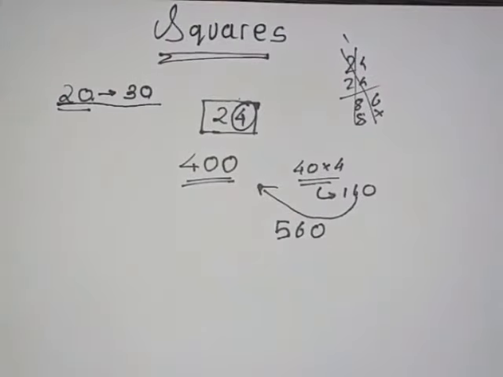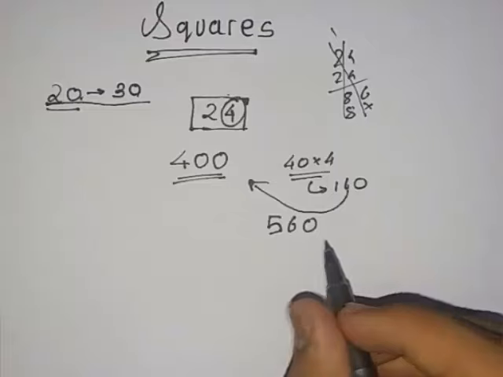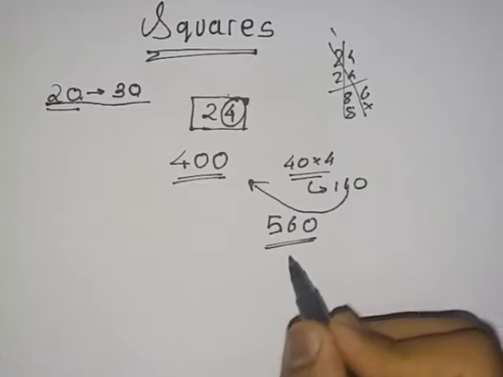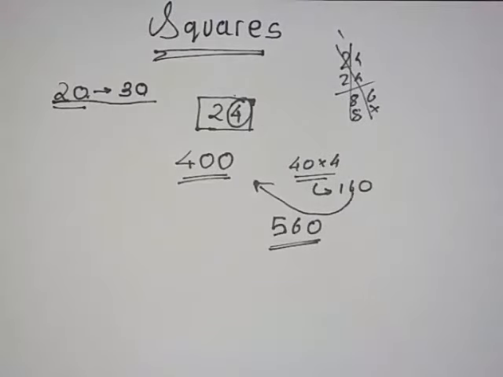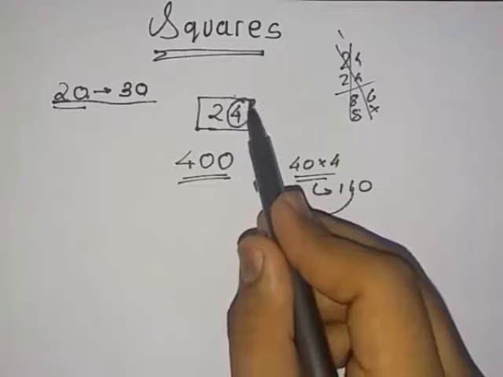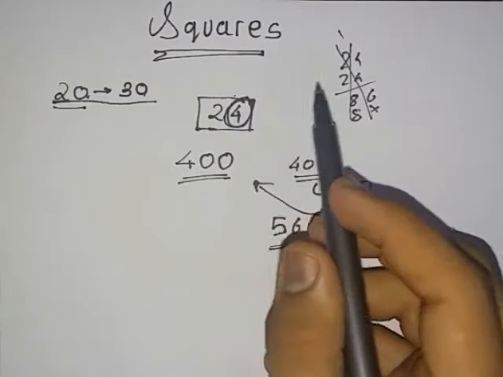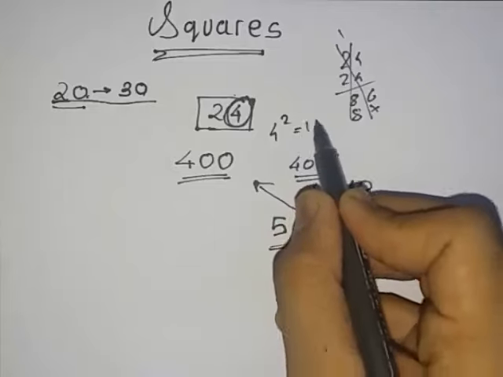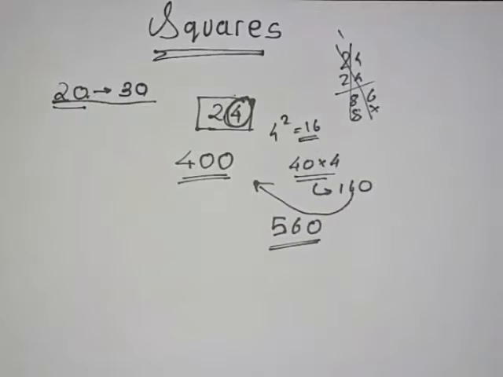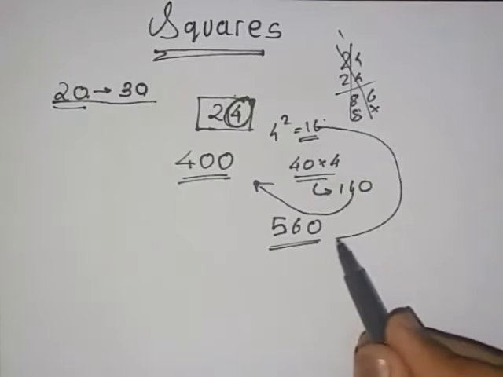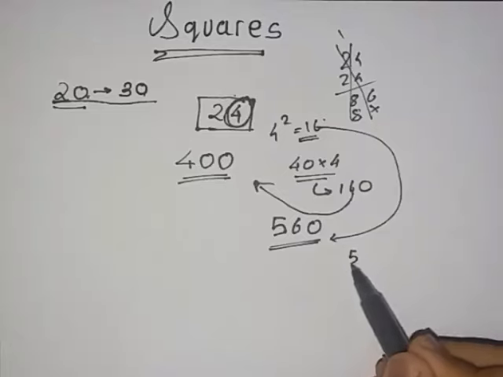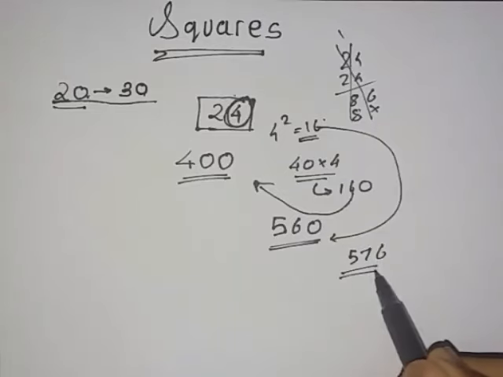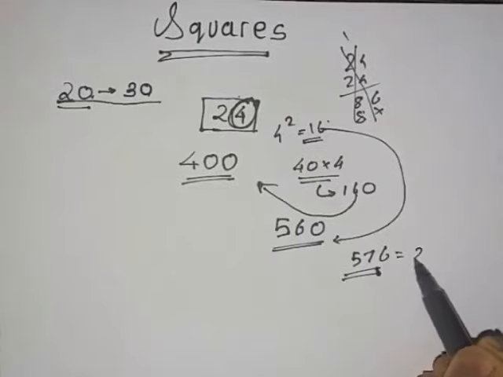So after adding 400 to 160, we get this number 560. And now what is this number again? 4. So take the square of this number, 4 square, we get 16. Add this to the total you got. What do we get? 576. And that is nothing but the square of this number.